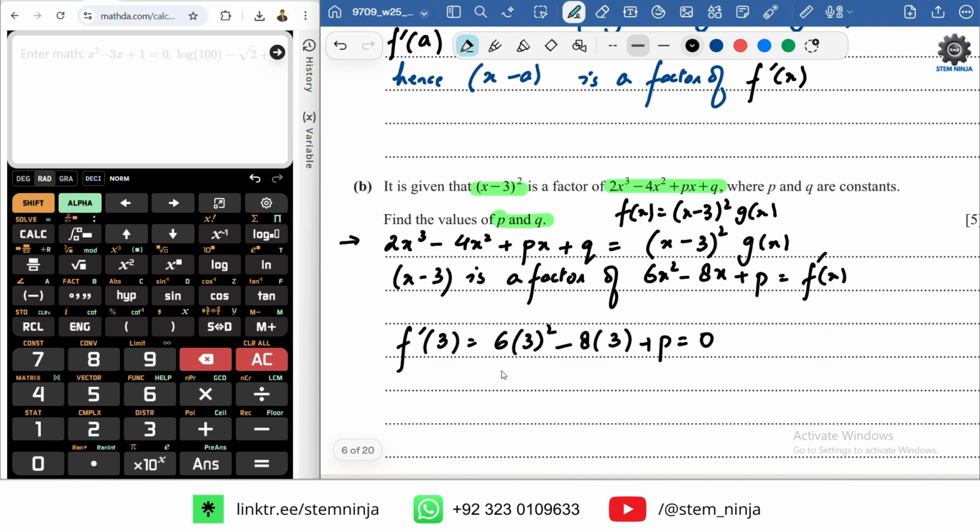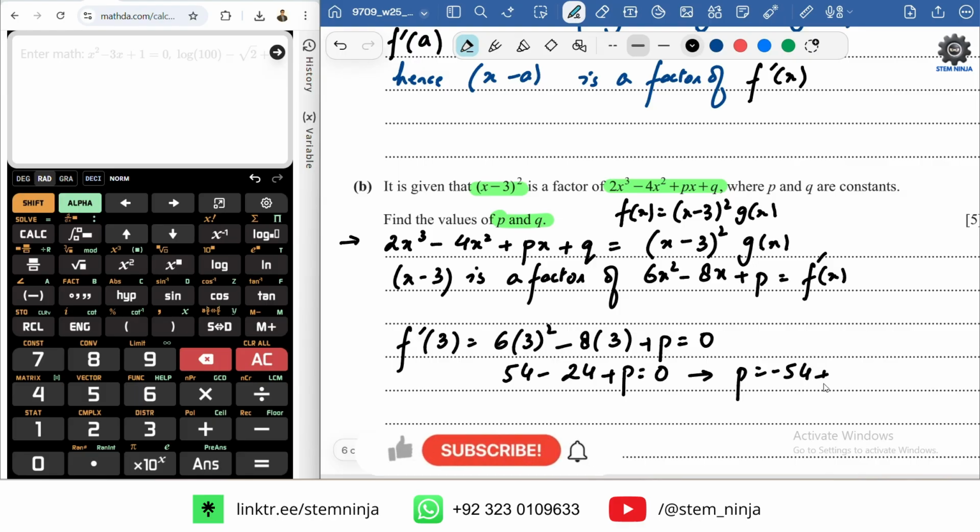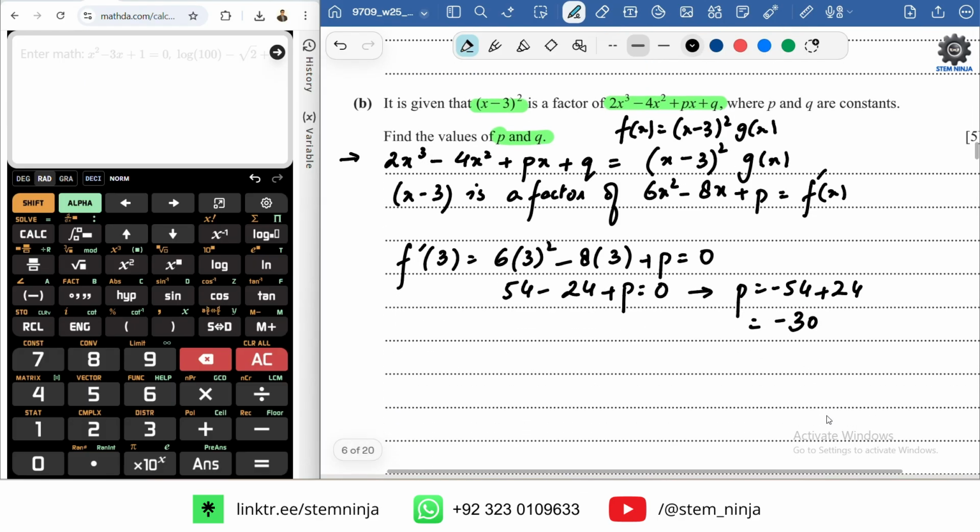6 times 9 is 54. 8 times 3 is 24, plus p equal to 0. Therefore, p is equal to minus 54 plus 24. So basically 30. Right? Now for q.